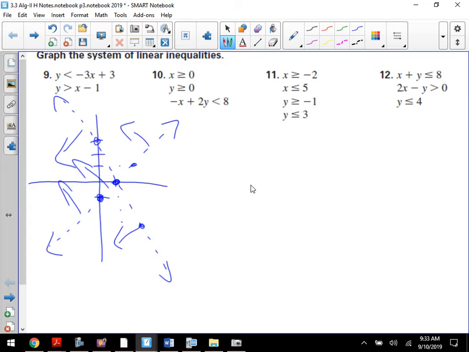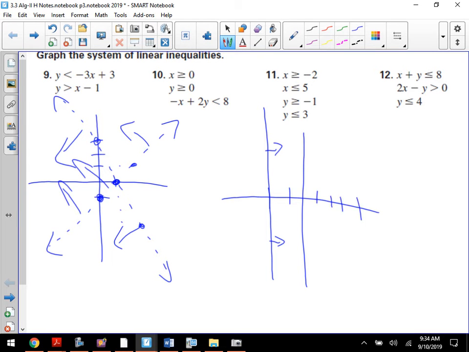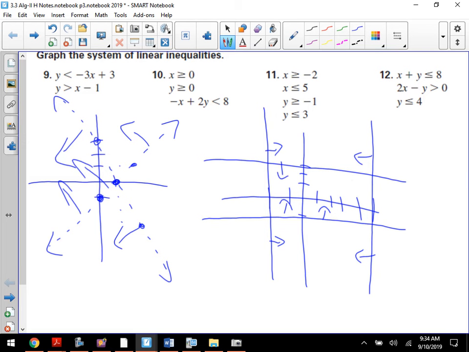Number 11, you should have made yourself a rectangle. Did you make a rectangle? Good. Did you want me to walk through that? No. Okay. Vertical line at negative 2, it's moving to the right. Vertical line at 5, it's moving to the left. Horizontal line at negative 1, moving up. And horizontal line at 3, moving down. So you wind up with this region in here.